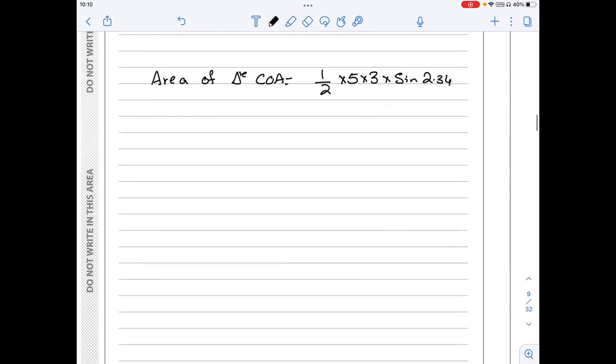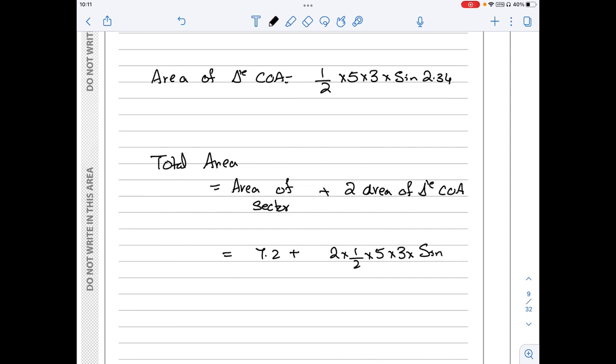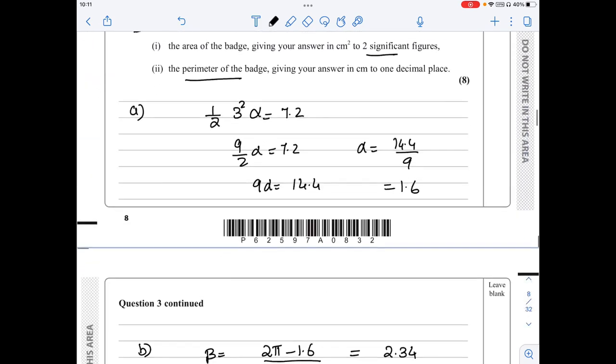So therefore the total area will be area of the sector plus 2 times the area of triangle COA. So the area of the sector is 7.2 plus 2 times 1 upon 2 times 5 times 3 times sine 2.34. Simplify that, and you should get 17.96. But he is asking for two significant figures, so 18 centimeters squared. That was part 1. Part 2.